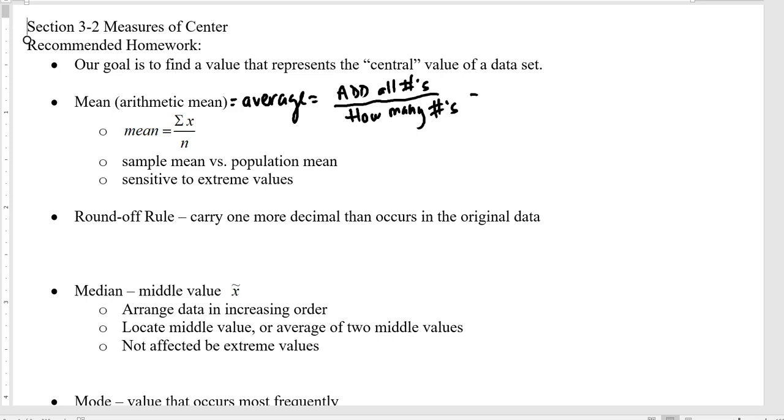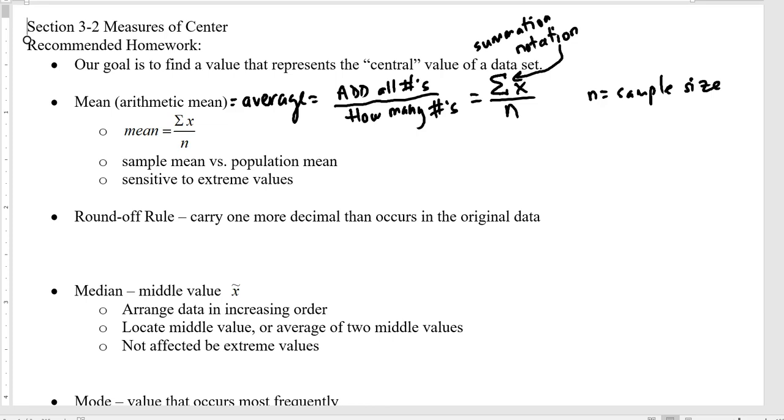When we add all the numbers, we can use a symbol for that. It's this little symbol right there. That is called the summation notation. It's fun because it rhymes, right? And basically it just says add. That's what that means. Add all the x, add all the values, and divide by how many numbers there are. That's n. N is our sample size. It's how many numbers there are. This is a much cleaner way of writing that.